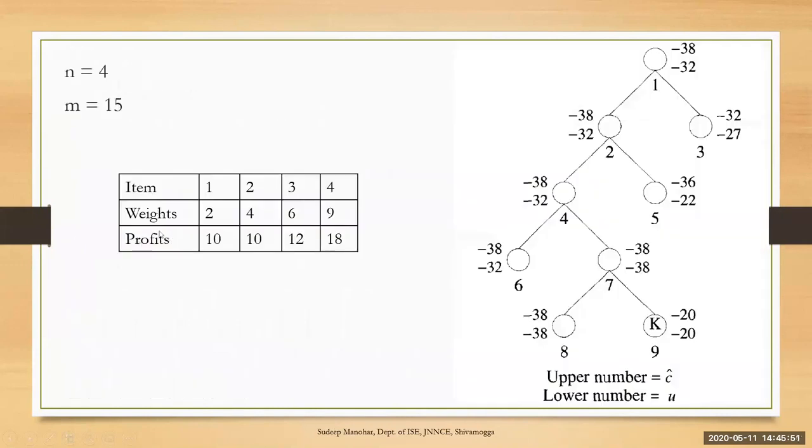Let us consider this example. 4 items are there. Weights 2, 4, 6 and 9. Profits 10, 10, 12 and 18. These are the corresponding weights and profits. Item number 1, weight 2, has a profit of 10, like that for items 2, 3 and 4. Number of items n is equal to 4. The capacity of the knapsack is m, equal to 15. Maximum capacity of the knapsack is 15.